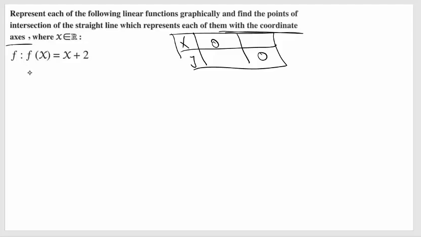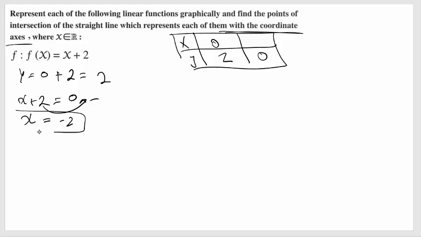If x equals 0, then y will be 0 plus 2, so it will be 2. If y equals 0, then x plus 2 equals 0, and putting 2 here with the opposite sign, then x will be negative 2. I got the intersection points with the main axis, and also I got 2 points so that I can graph my line.